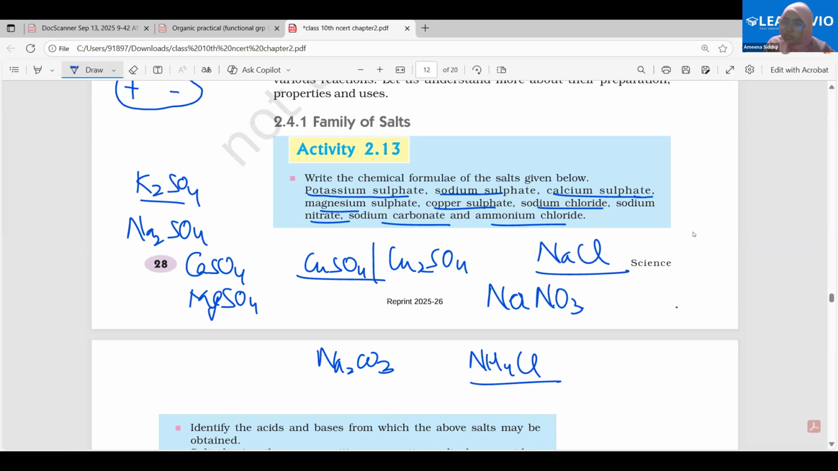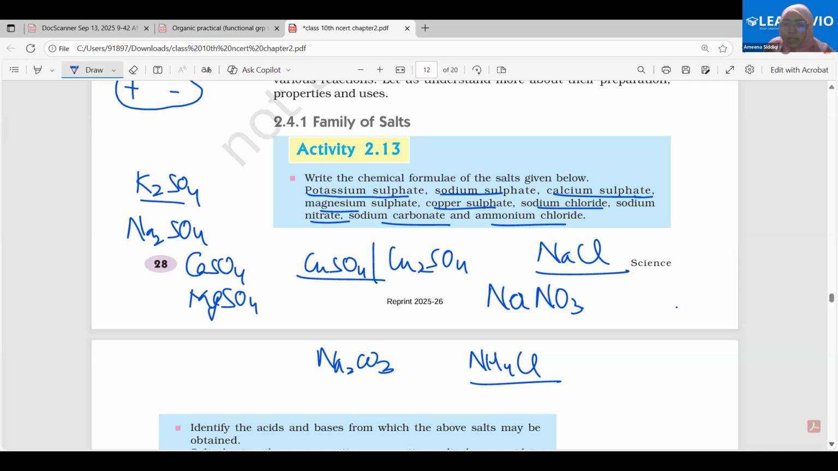Each of the compounds here has some cationic part, which is positively charged, and some anionic part, which is negatively charged, and both of them are bonded together, right?